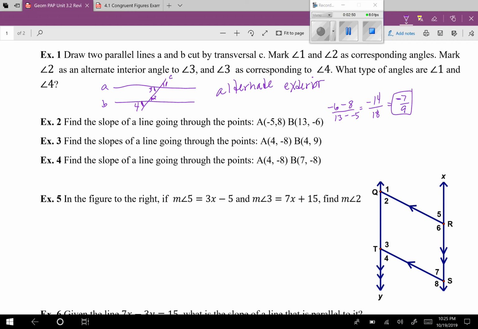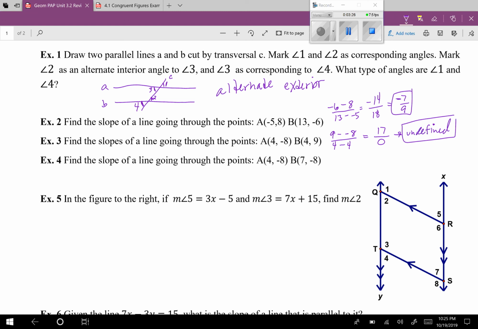Okay, example 3. Find the slopes going through A (4, -8) and B (4, 9). So y2 is 9 minus y1, so minus -8, over 4 minus 4. 9 minus -8 is actually 17, but then we have this 0 on the bottom. When you have a 0 on the bottom, you have an undefined slope. So its slope is undefined.